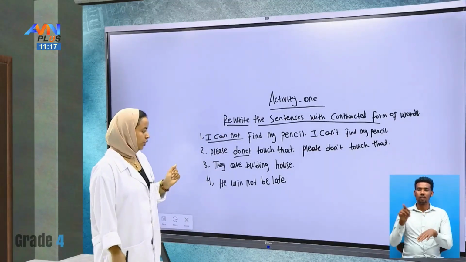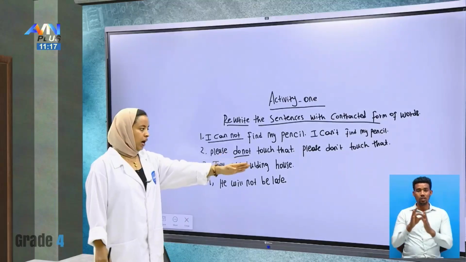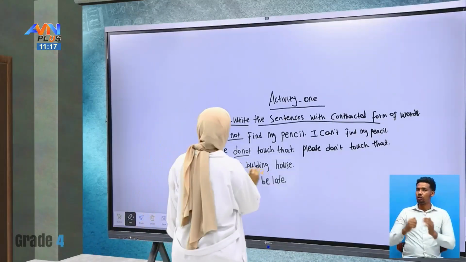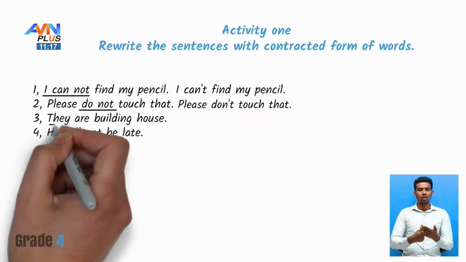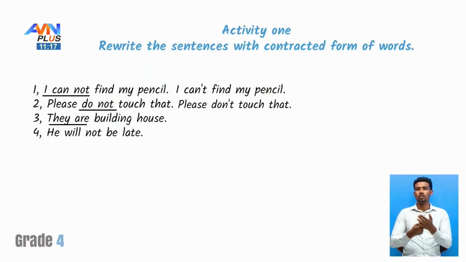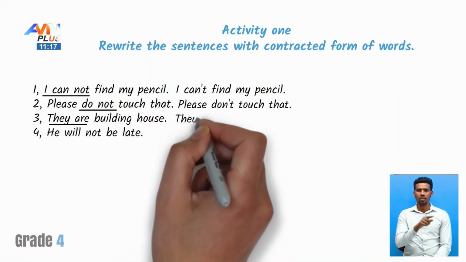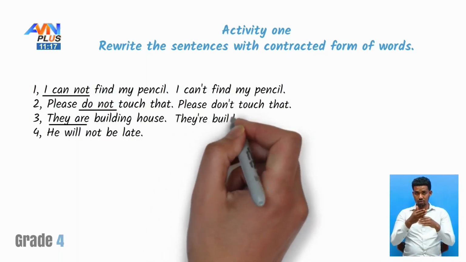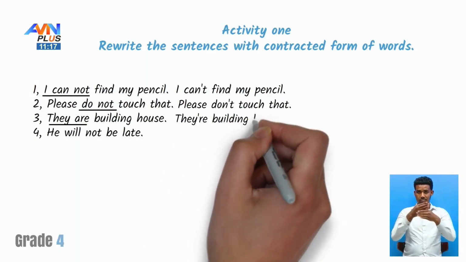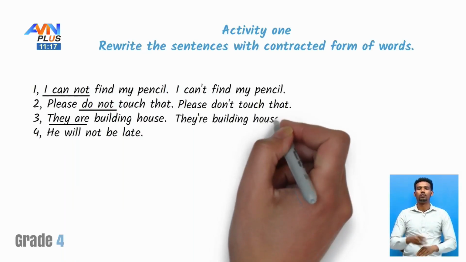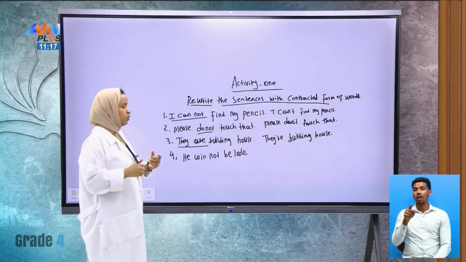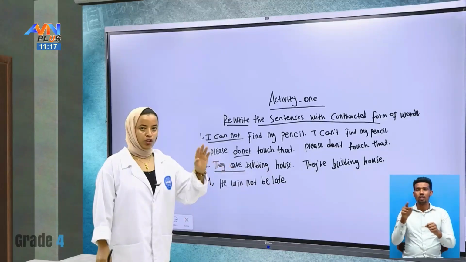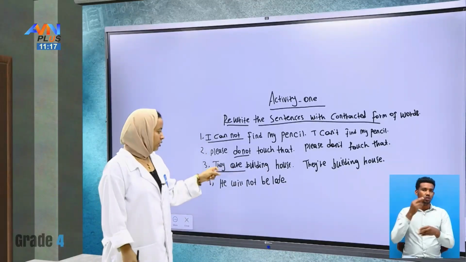Question number 3. They are building house. Here it is. We are going to contract this one. They are building house. They are building house. Easily, you can say they're building house, with shortened and contracted form is they are.